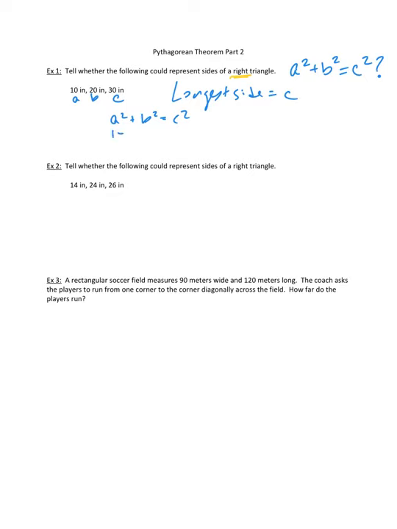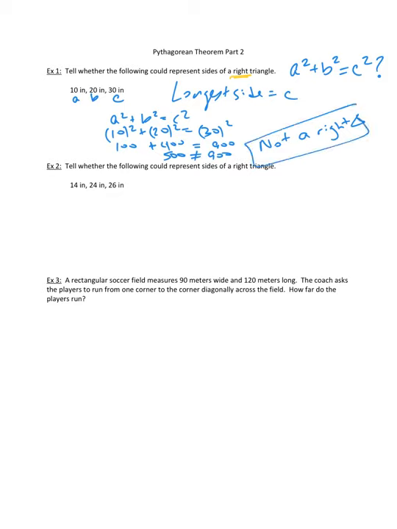So I'm going to plug in 10 squared plus 20 squared to see if that equals 30 squared. So 100 plus 400, does that equal 900? No, 500 does not equal 900, and so therefore it's not a right triangle.